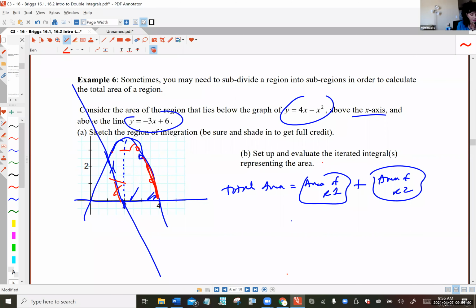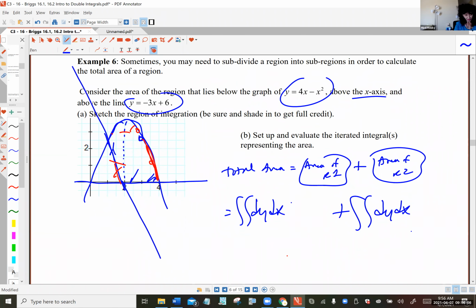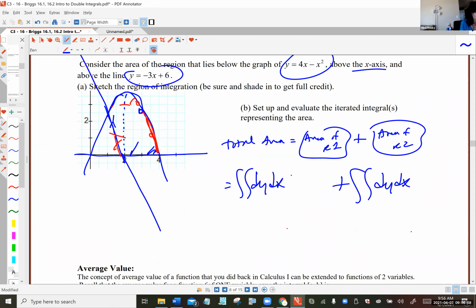It's not forbidden. And so if I set up the double integrals representing these two regions' areas separately, I'm going to have a double integral plus another double integral. Okay. And I'm staying in the dy dx order of integration because I'm treating both regions as vertically simple. Let's do the easy one first. Region 2 is easy.